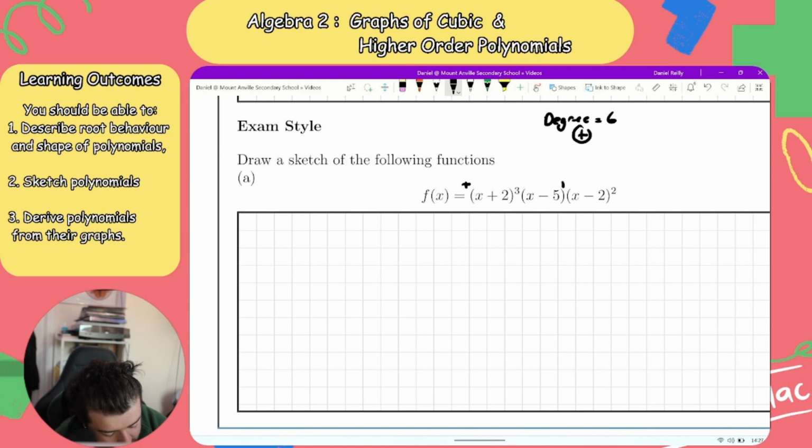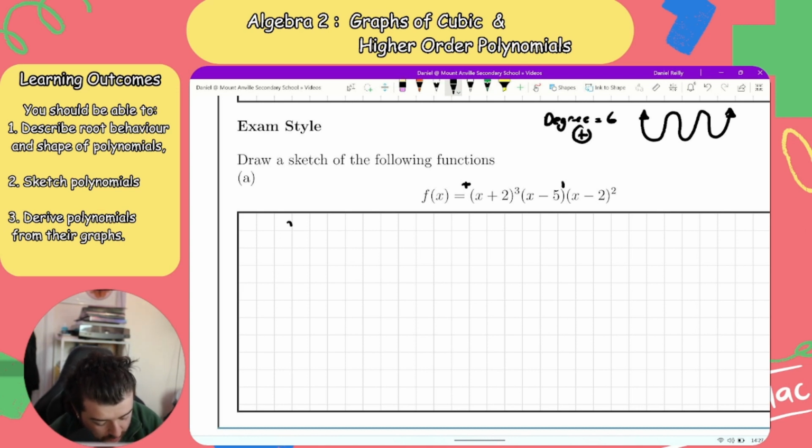It is positive leading. So degree 6 means both arms are pointing the same direction. The positive meaning they're both going to be pointing upwards because positive people go to heaven. So my function is going to roughly look something like that. But let's test it out here.